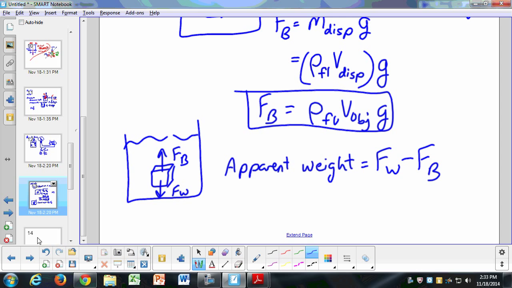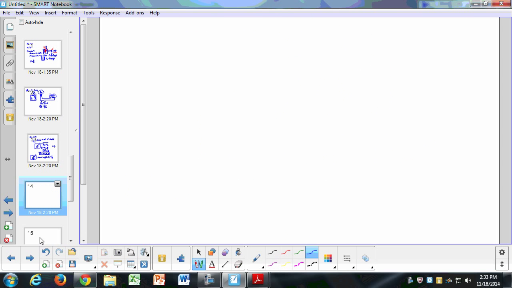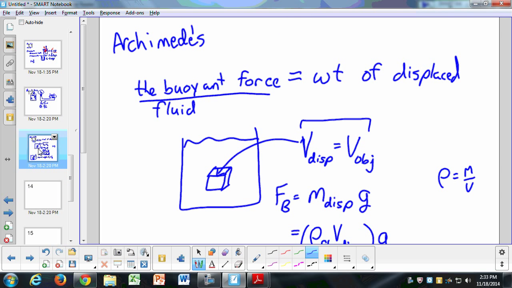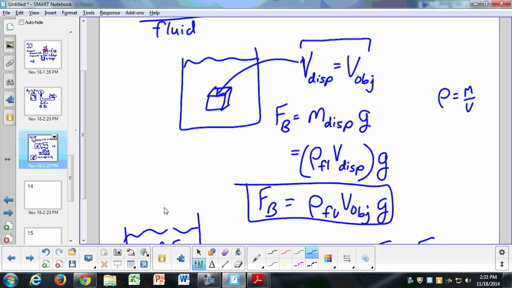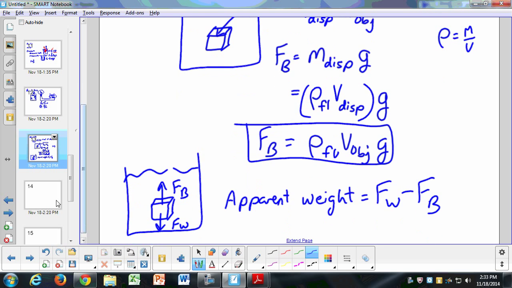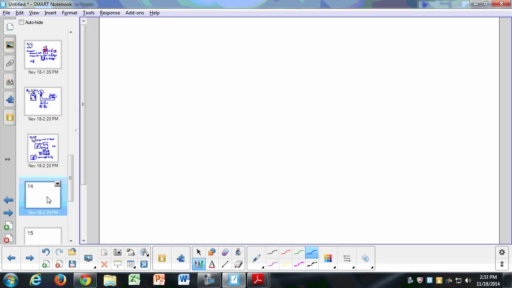Okay, and then the last thing is fluid flow. I'm sorry, is that okay? Can I go from there? Is this okay, y'all? Yeah? Okay.